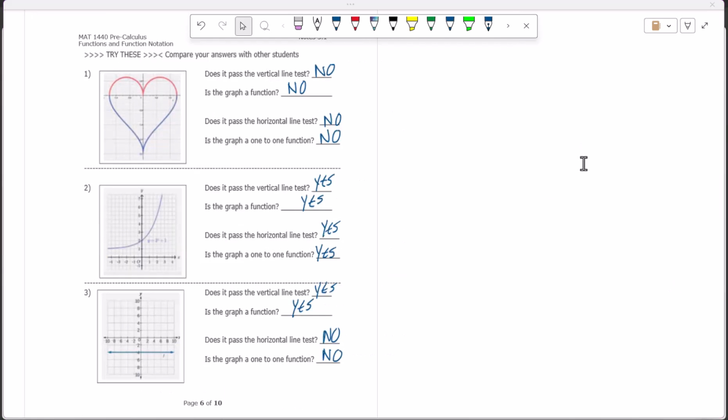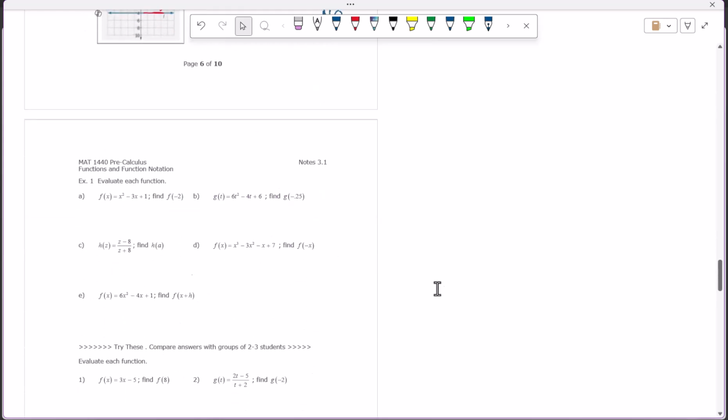So here's the answers. Problem number 1 is not a function, and it's not one-to-one. Fails both tests. Number 2 is a function, and it is one-to-one. Passes both tests. Number 3 is kind of interesting. It does pass the vertical line test, so it is a function. But if I say pass the horizontal line test, this line is already horizontal. So if you take that horizontal line through there, it's going to intersect an infinite number of points. So it fails the horizontal line test very miserably. That's how that works. Okay.